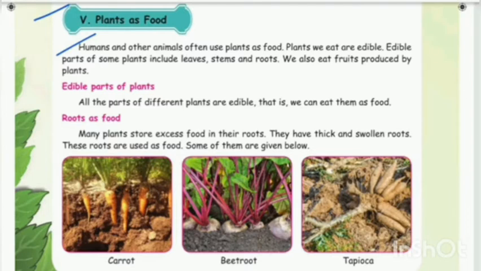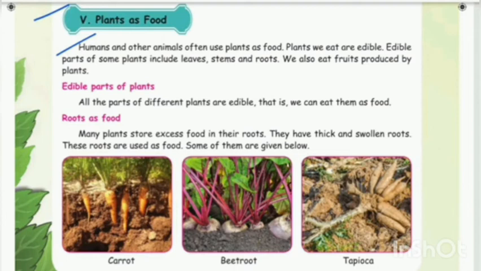Plants as food. Humans and other animals depend on plants. They often use plants as food. Plants we eat are edible. Edible parts of some plants include leaves, stems and roots. We also eat fruits produced by plants. Which are the edible parts of plants? All the parts of different plants are edible. That is, we can eat them as food.